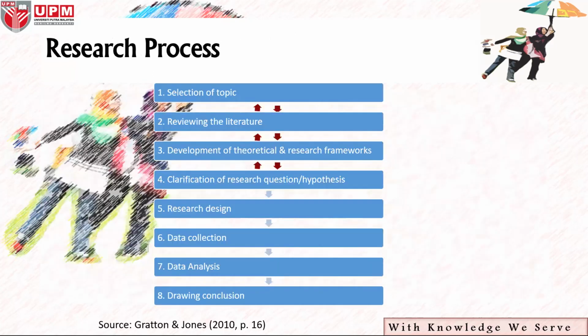Okay, so these are the general processes of research. Okay, select topic, review the literature, development of theoretical and research framework. But this one is prone towards quantitative. Qualitative actually has a little adjustment. Later, insyaAllah, Prof. Ismi can add a bit more. Okay, and then clarification of research questions or hypotheses, research design, data collection, data analysis and drawing conclusion.